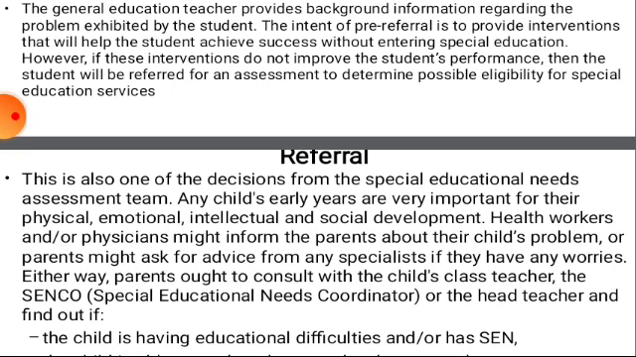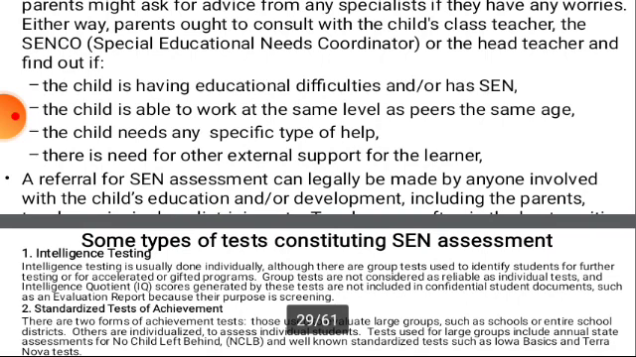Either way, parents ought to consult with the child's class teachers, the special educational needs coordinator, or the head teacher, and find out if the child is having educational difficulties and has special educational needs. Is the child able to work at the same level as peers of the same age? Does the child need any specific type of help? Is there a need for other external support for the learner?